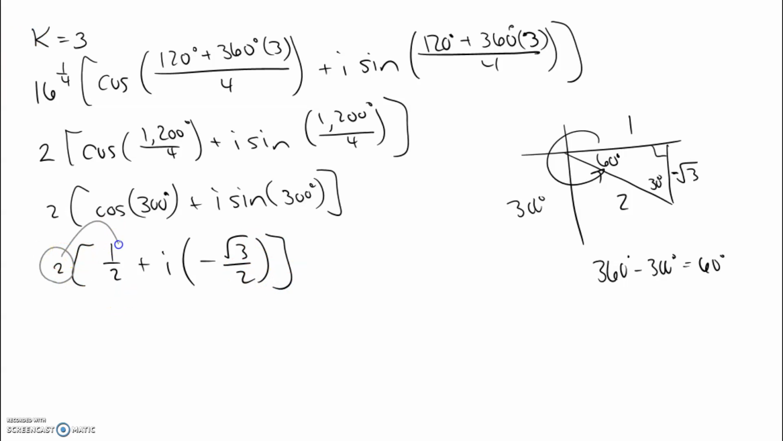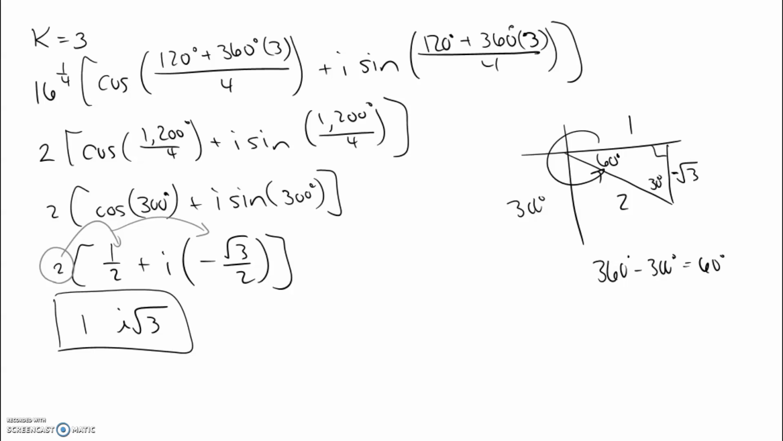Same thing, take this 2, multiply it times this term and times this term right here, which will give you 1, and then minus i square root of 3, because your 2's will cancel here and here. So that would be your final and fourth answer.